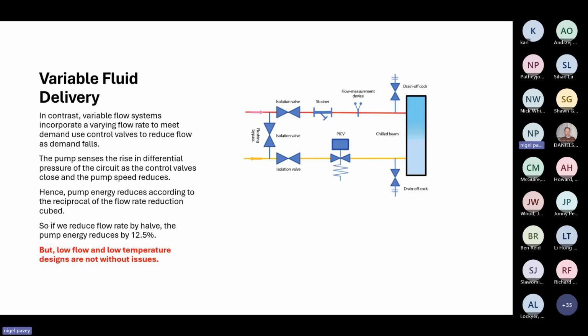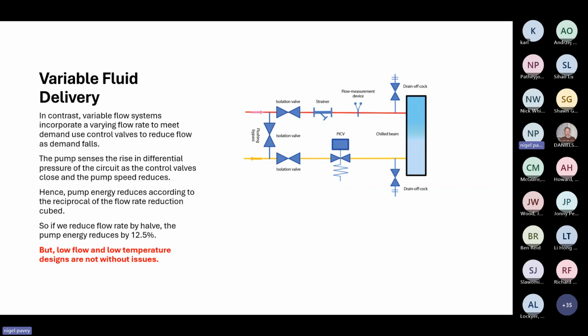Next slide is variable fluid delivery. This is far more common nowadays in commercial buildings. Variable flow systems are all about the pump responding to what the demand in the building is. So the pump senses pressure in the system. You can imagine if a control device or a fan coil, for example, closes its 2-port valve, it will affect the pressure in the system, and the pump senses that and reduces its flow rate.